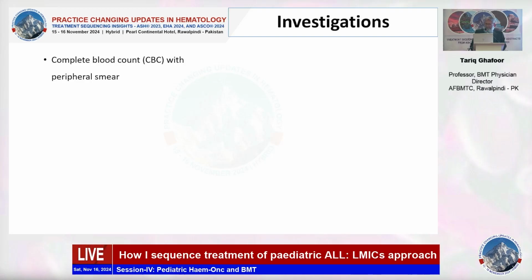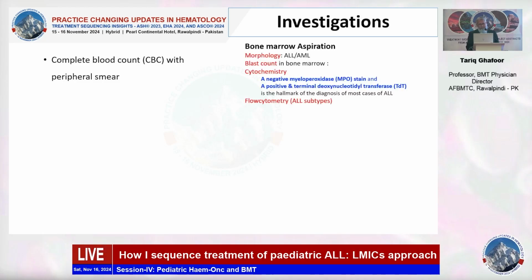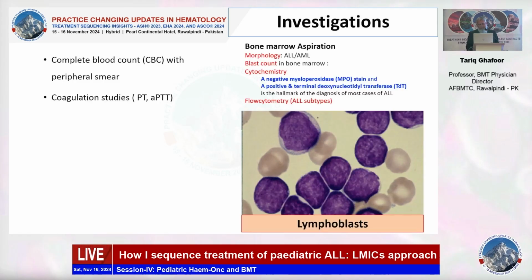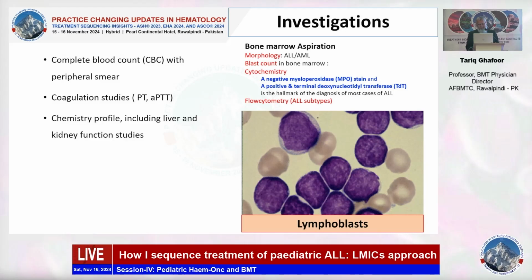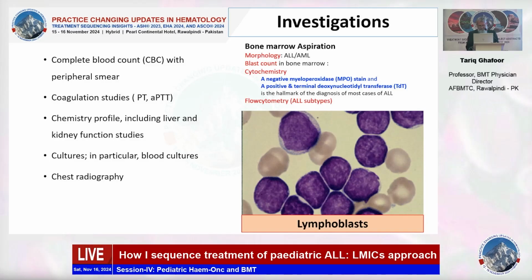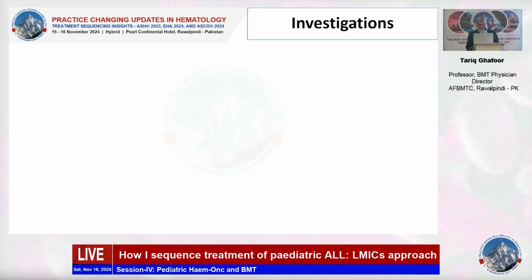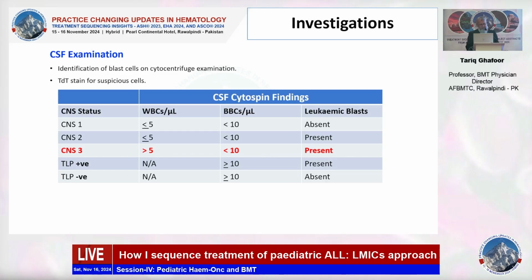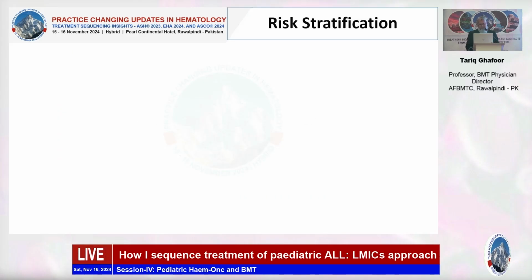If you are going to make a diagnosis, the foremost important test is the complete blood picture with peripheral smear, and then bone marrow aspiration, coagulation studies, chemistry, blood cultures, and chest radiography, especially in T-ALL, and then karyotyping, cytogenetics and molecular genetics. CSF examination is done to document any CNS involvement. It can be CNS 1, 2, or 3, depending upon the number of blast cells. Now I just want to highlight what our problems are.